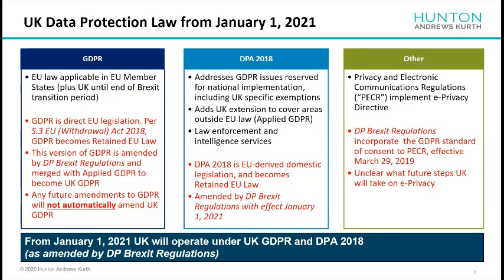So, for example, if the EU decided to recognise further countries as providing adequacy, so for example, South Korea, then those countries would not automatically be recognised by the UK. The same would apply in relation to any future privacy shield. The UK would need to make its own adequacy assessment and then take steps to incorporate those countries into the UK regime.